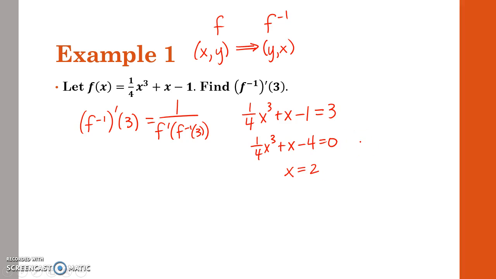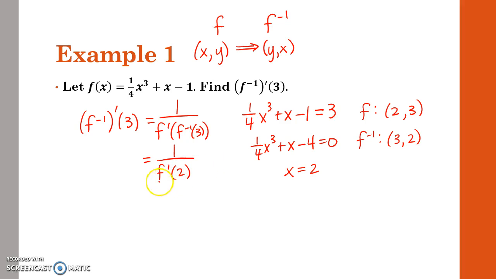Let's summarize what this means. On the graph of f of x, we have the point 2, 3. In other words, we plug in 2 to f of x, f of 2, and we get 3. That means on the graph of its inverse function, whatever it is, we must have the point 3, 2. More importantly, its inverse value at 3 would have to equal 2. So this fraction becomes 1 over f prime of 2.